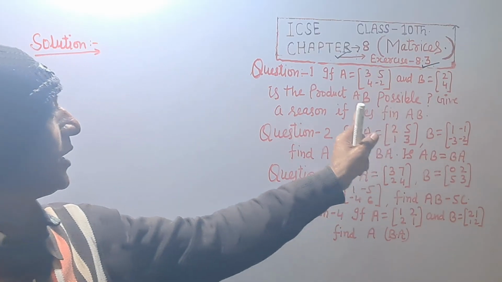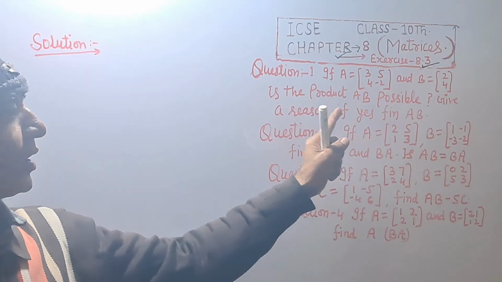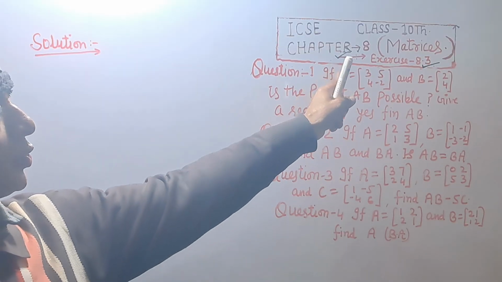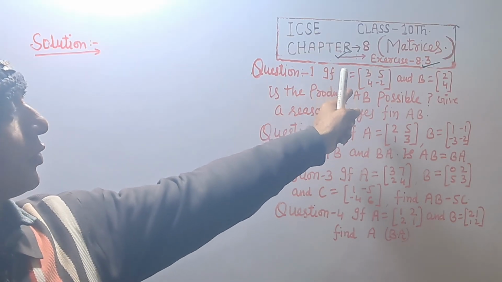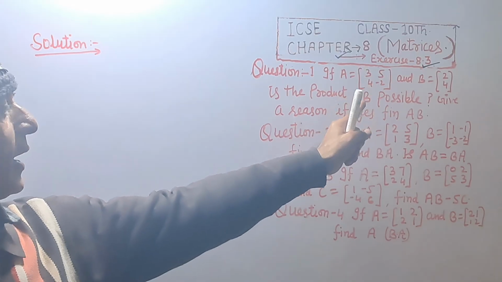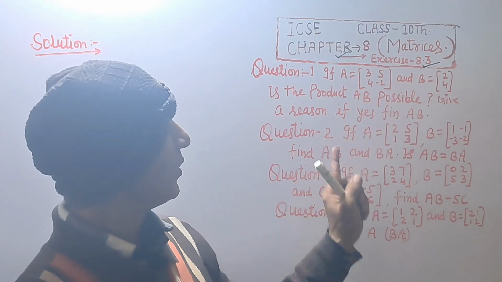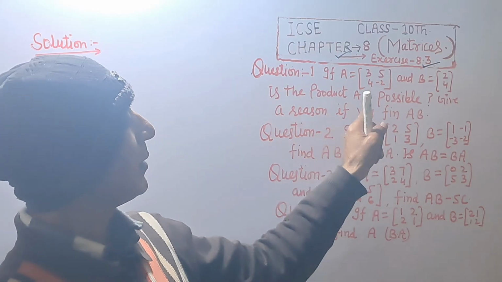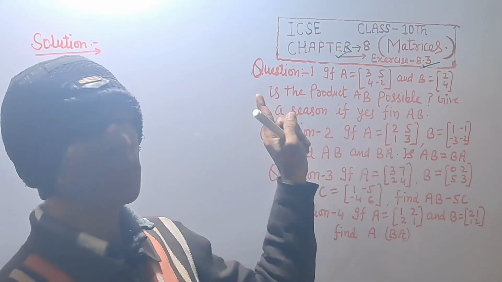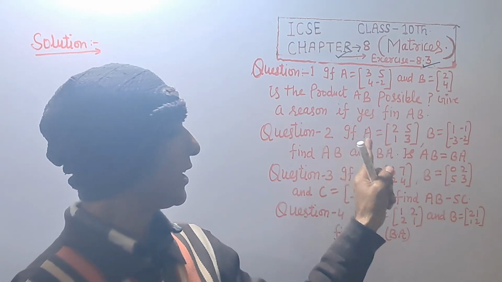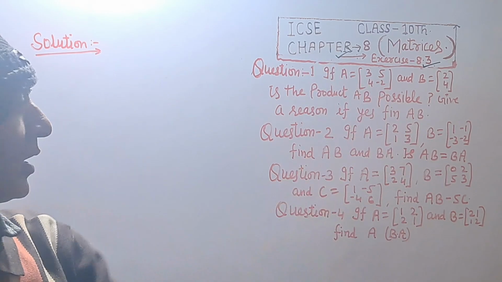Exercise 8.3, question number 1. A is equal to [3, 5; 4, -2] and B is equal to [2; 4]. Is the product AB possible? Give a reason. If yes, find A into B.